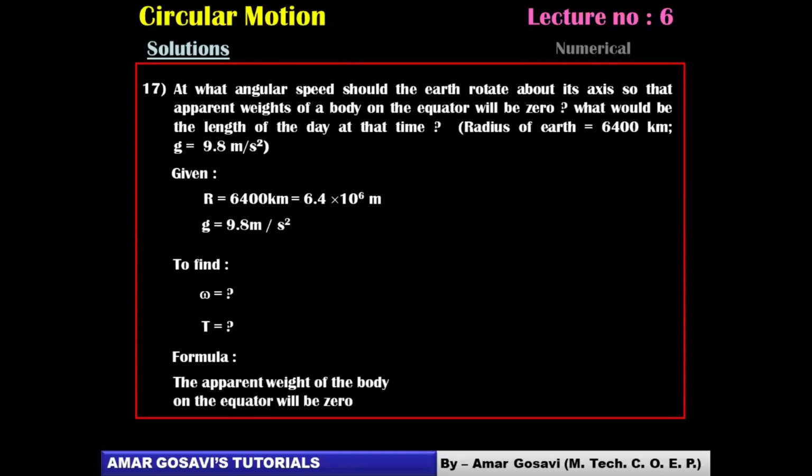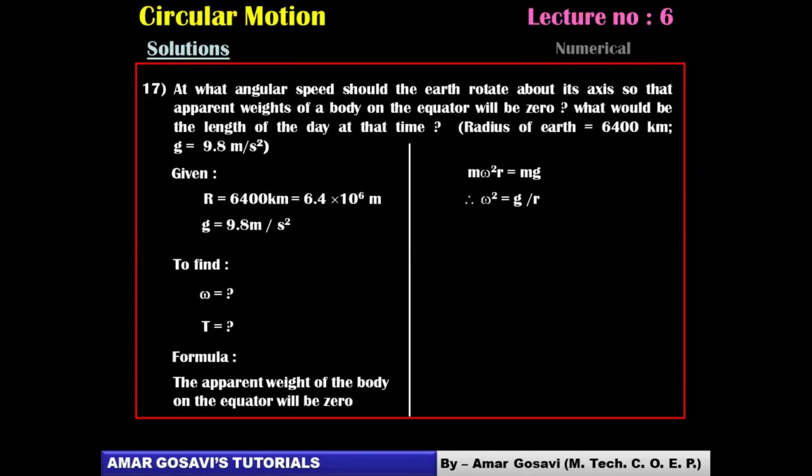So when can the apparent weight of the body on the equator become zero? When the centrifugal force m r omega squared would be equal to mg. When this force nullifies the weight, people on the Earth will start feeling weightless. It's a case of weightlessness. The m will get cancelled from both sides, so omega would be given by g by r.